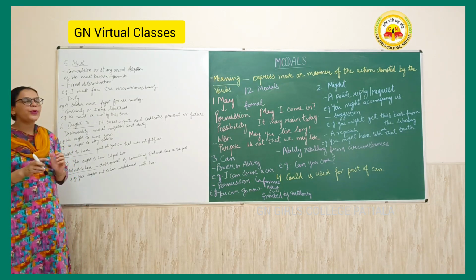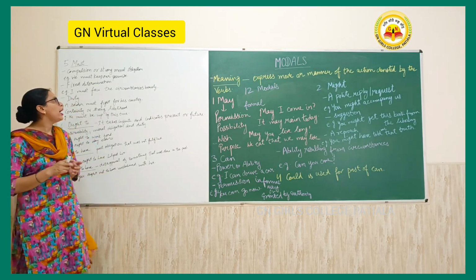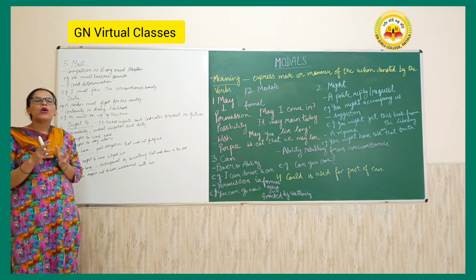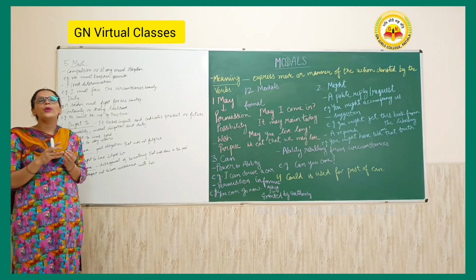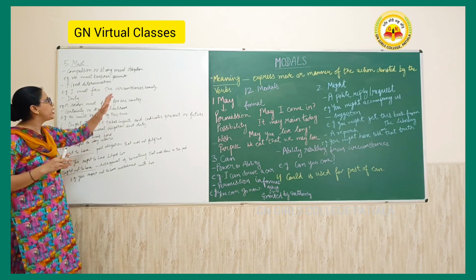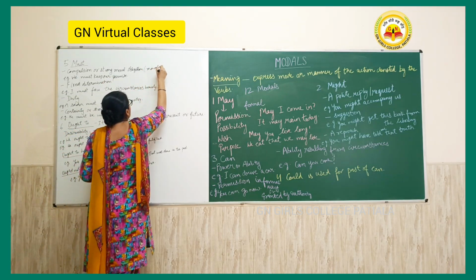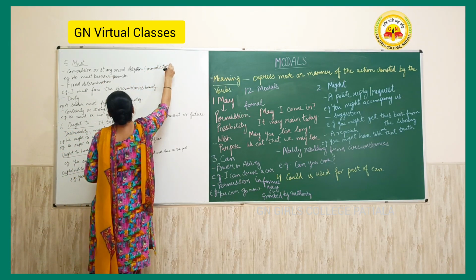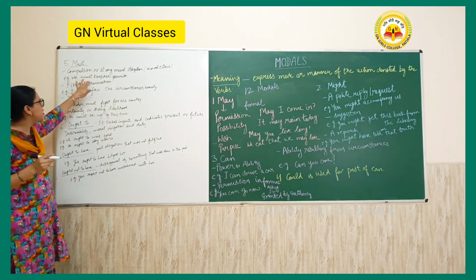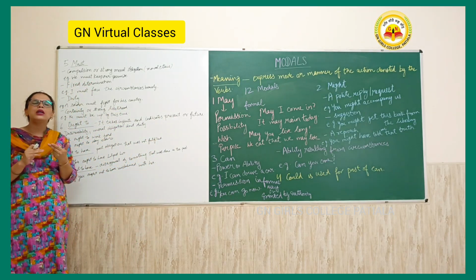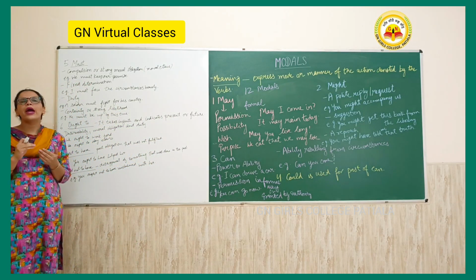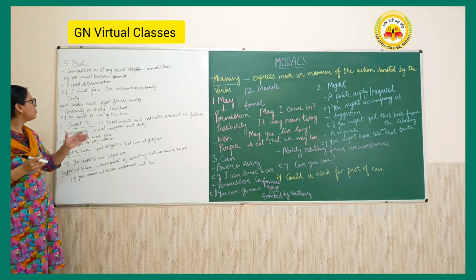When you have a compulsion to do something and there is a strong moral obligation, you have to obey the rules. Moral obligations are ethics, moral ethics. Then you have to use must here. For example, we must keep our promise. This is the moral obligation. You have to keep your promise.